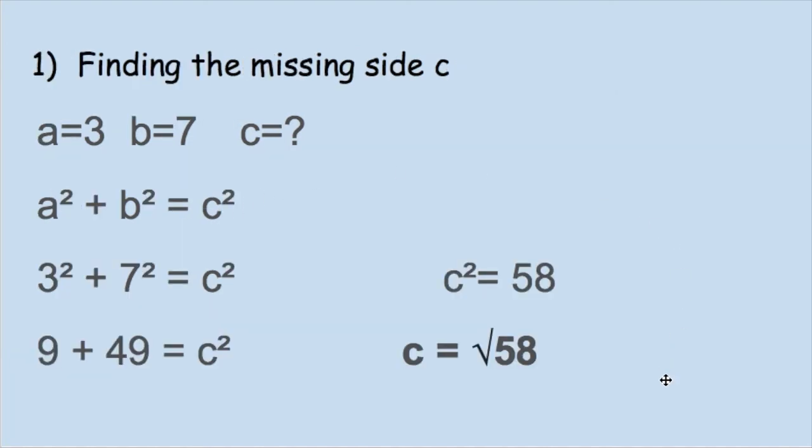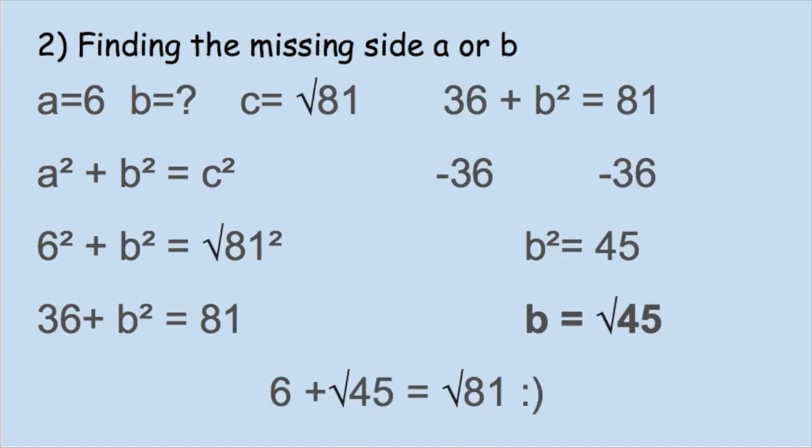So here is the work for the first one. Just for the sake of time, I'm not going to go through all of the steps, but the correct answer for missing side length C would be the square root of 58. And for the second one, in this case we had to find the missing side length B. So once again, just to save some time, I won't go through the full example, but feel free to go back in the video if you find yourself having a hard time. The answer to the second one is the square root of 45.